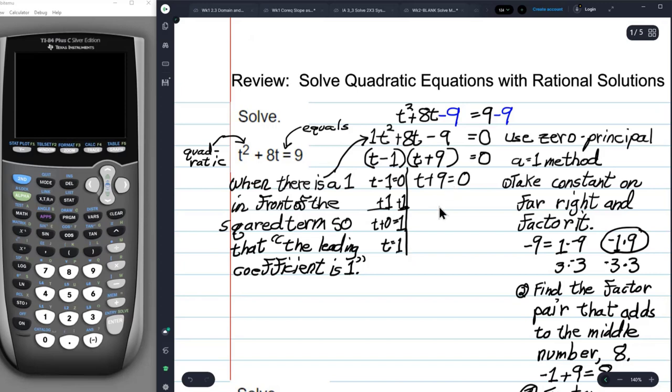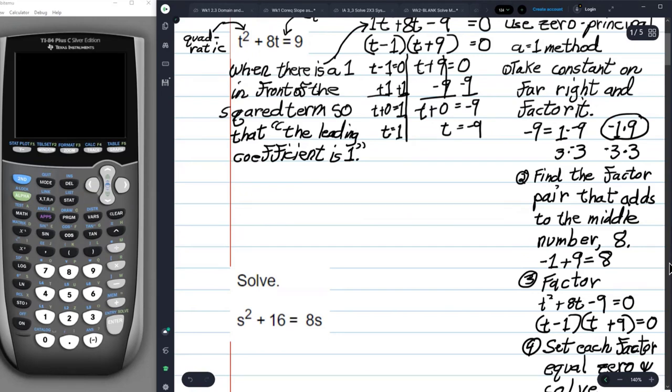Down. One more. Okay, same thing over here. t plus 9 equals 0, minus 9, minus 9. t plus 0 equals negative 9, so t equals negative 9. Those are the solutions to the quadratic equation. So you will see down a little farther, t equals, and then a blue answer box. I didn't print this in color. Probably should have, but we'll do it now.